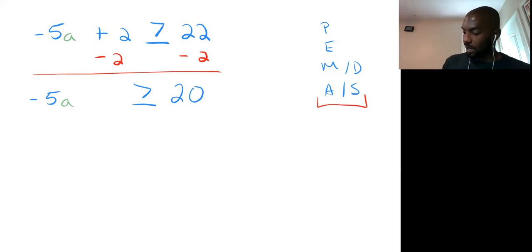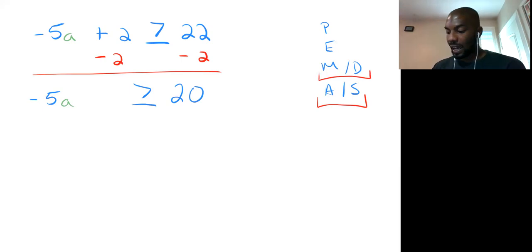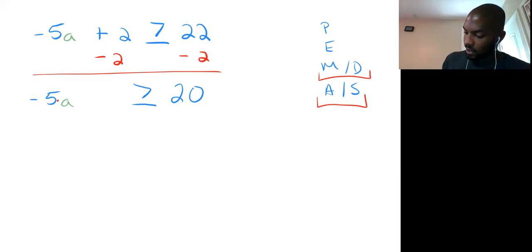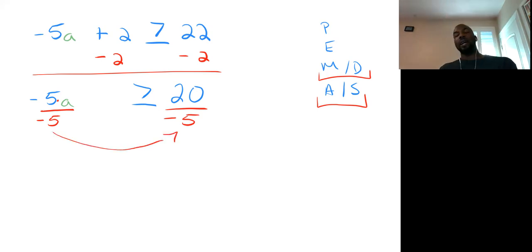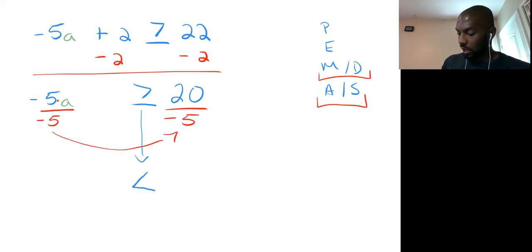Now I need to check my multiplication and division. I have multiplication, negative 5 times a. The opposite, therefore, or the inverse, is division, negative 5. I divide by negative 5. I notice that I've divided by a negative number. When I have an inequality and I divide by a negative number, I instantly must rewrite and switch the sign. The sign now switches to less than or equal to.